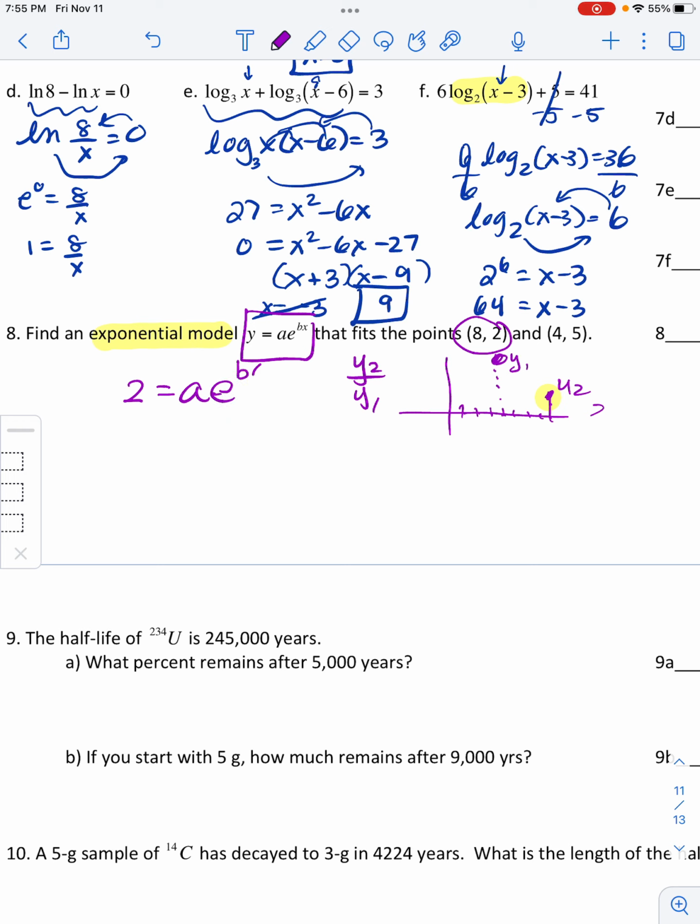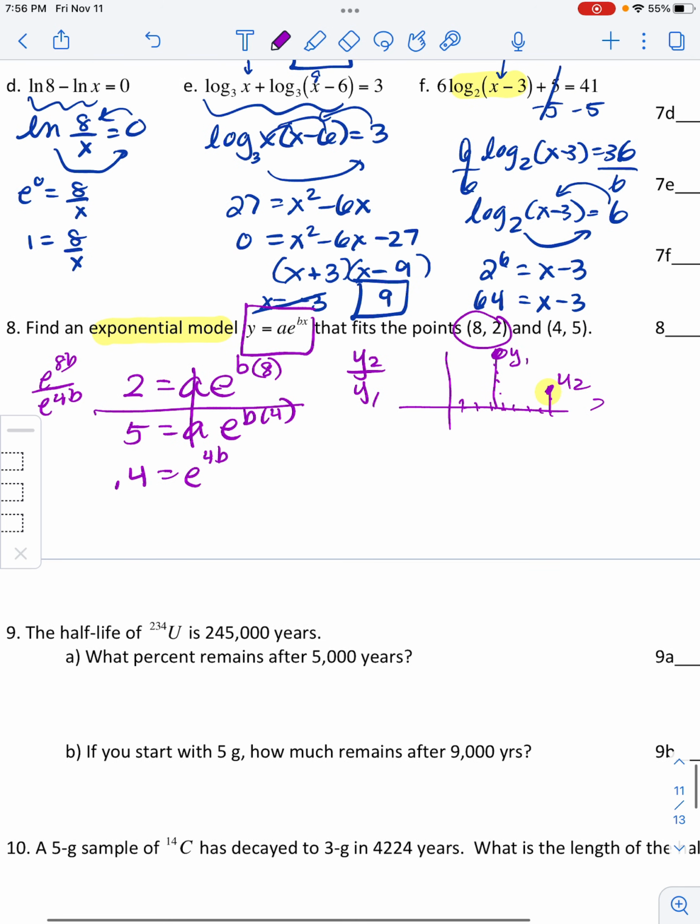I don't know b, but I know that the x is 8. And I'm going to divide that second y equals equation by the first y equals equation, meaning first from left to right. So y equals a e^b times 4. 2 divided by 5 is a decimal. A divided by a cancels. E to the 8b over e to the 4b, those subtract, and I get e to the 4b, because you're kind of canceling out. You have 8b's on top, 4b's on the bottom, they reduce or cancel.